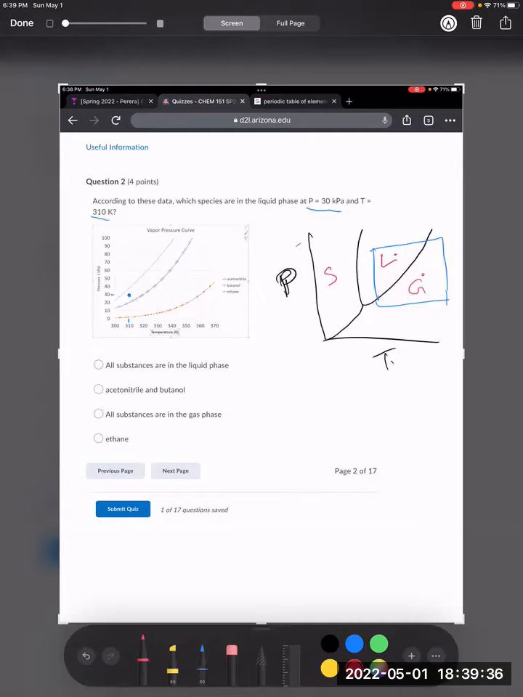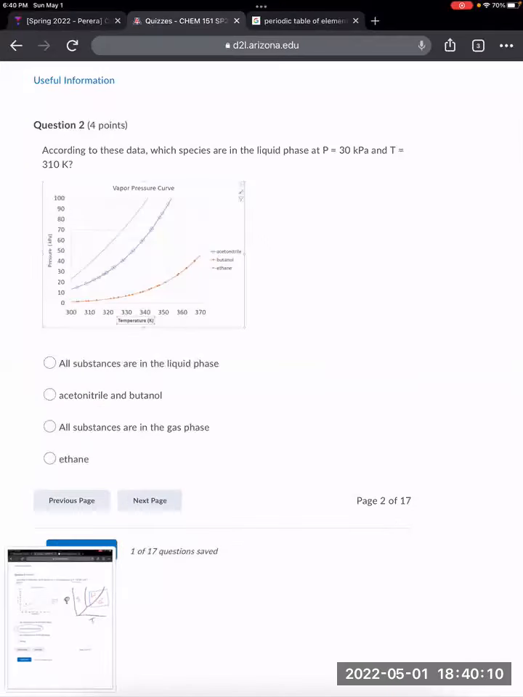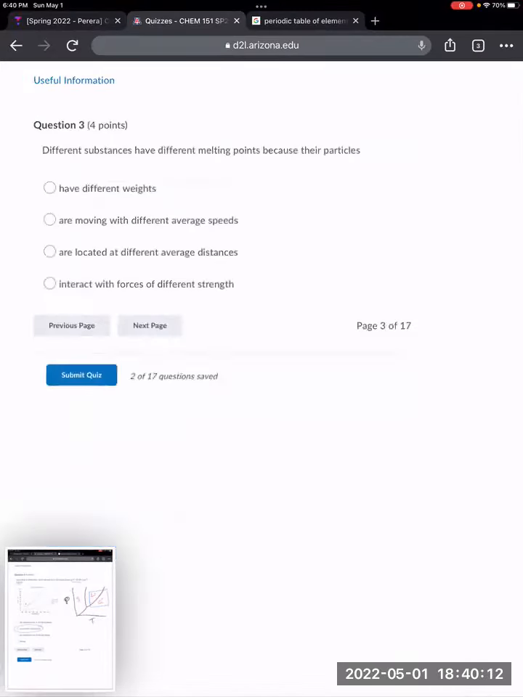Now, according to this, the blue dot is below the curve of ethane. Therefore, ethane must be in the gas phase, but the dot is above the curves of acetonitrile and butanol. Therefore, with respect to butanol and acetonitrile, it must be a liquid. So the correct answer is acetonitrile and butanol, and that is option B. Let's select that. Moving on.